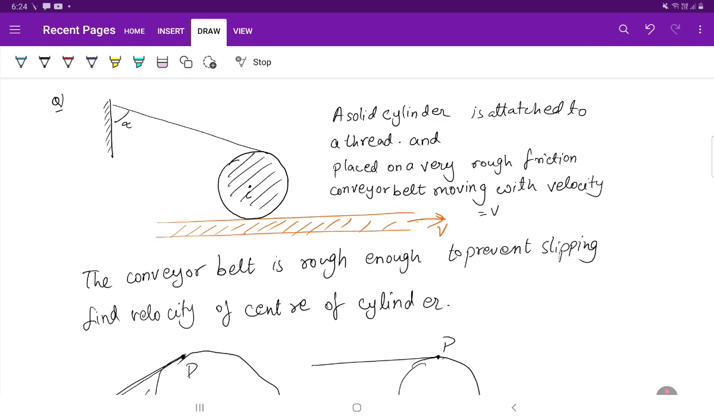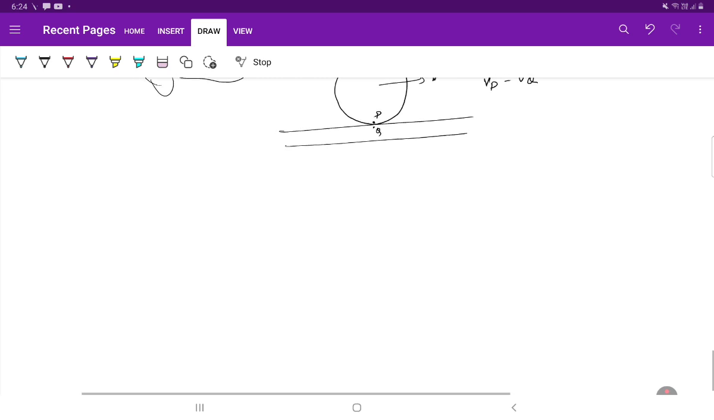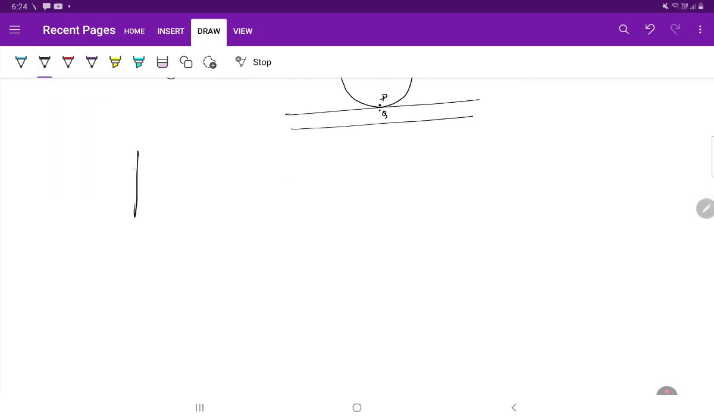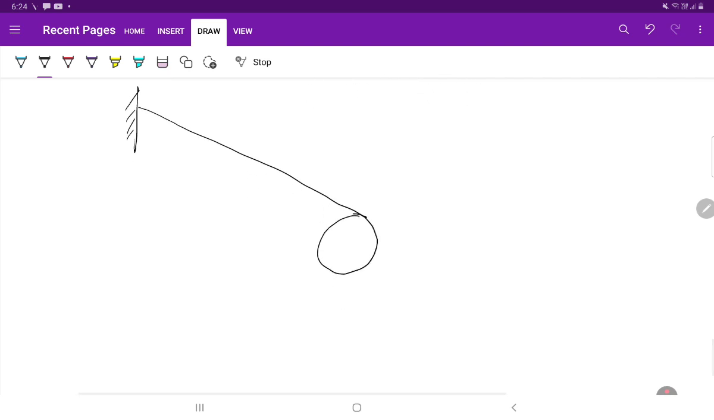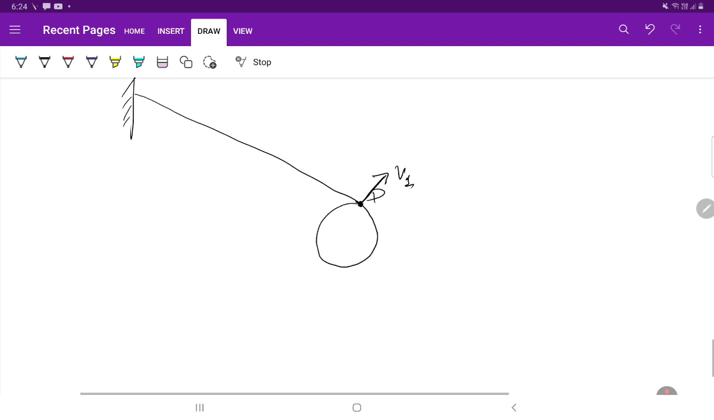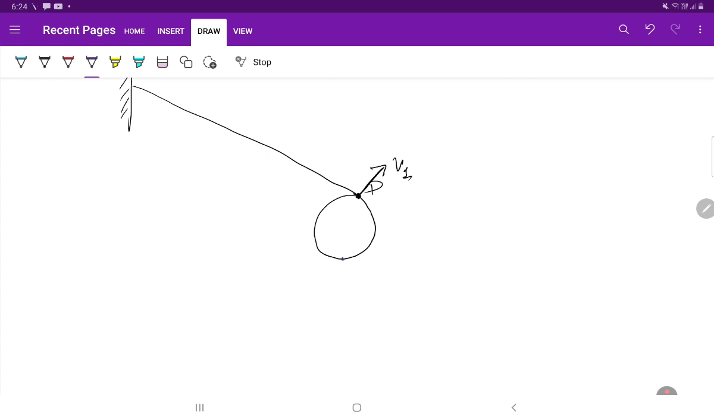Going forward, I'm writing the solution. Observe that I've already given you most of the hints for solving the problem. This point P in connection with the string can't move parallel to the string, otherwise the string will elongate. That is why it will have a velocity component perpendicular to the string. Let us represent it as v1. Similarly, the bottom point, which is in contact with the conveyor belt, cannot move with a velocity greater or lower than that of the conveyor belt.